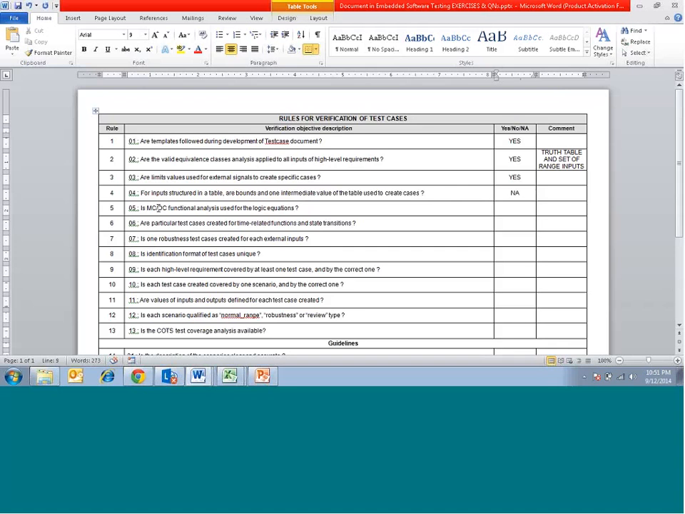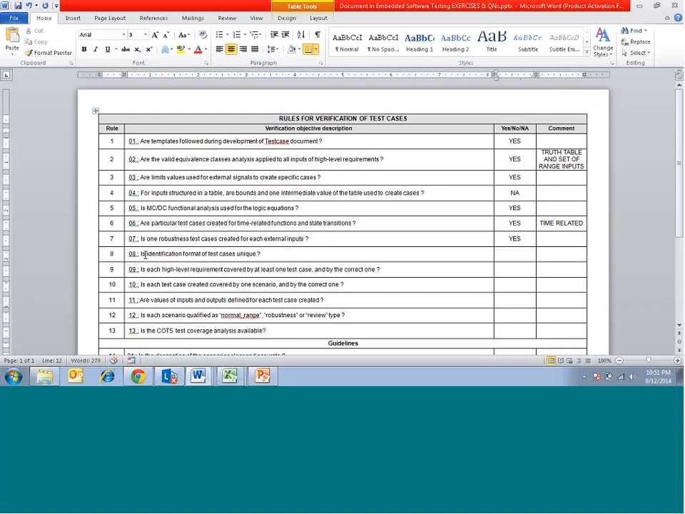Is MCDC functional analysis used for the logic equations? Yes. Are particular test cases created for time related functions and state transitions? Yes, but we have done it only for the time related. There are no transitions we have. Is one robustness test case created for each external input? Yes. We have the negative or different values of inputs that we try to put in, like robustness.